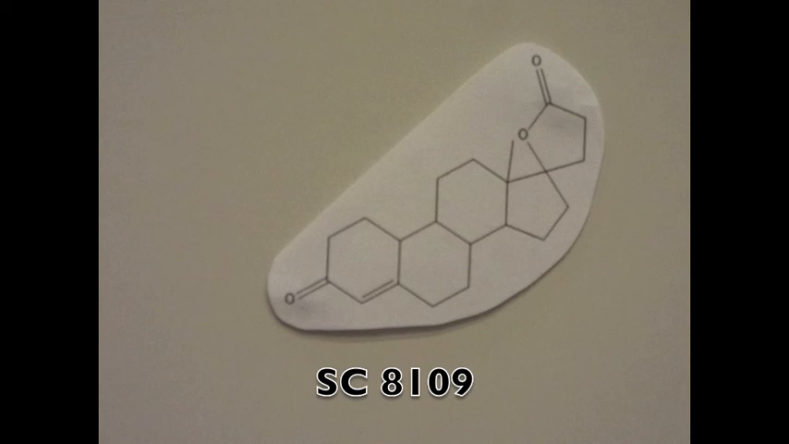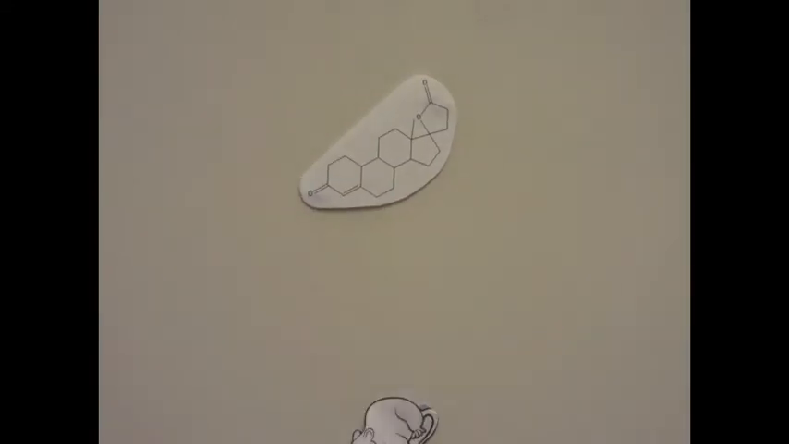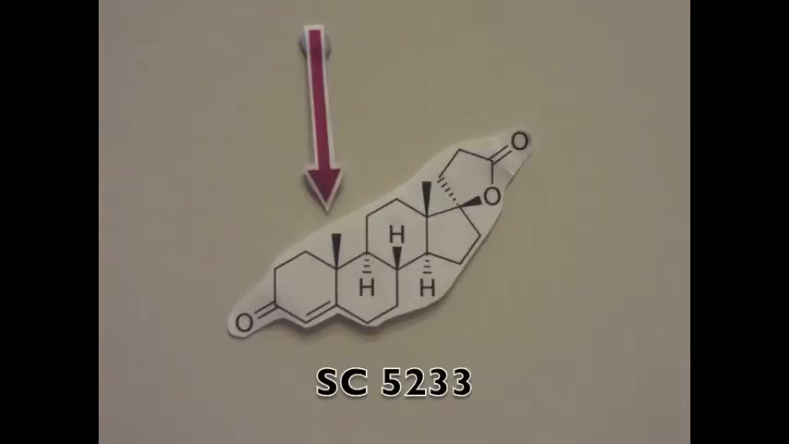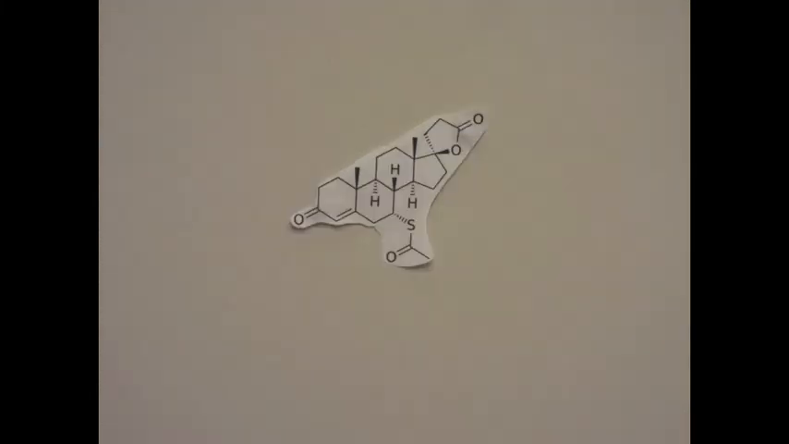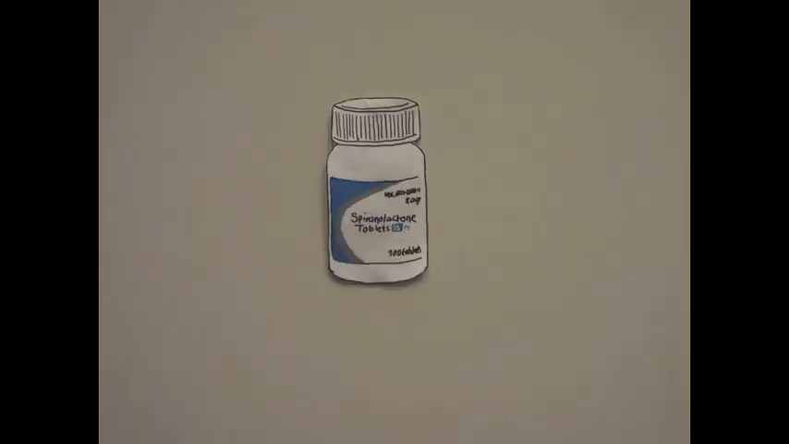These were tested on a hypertensive animal model and found to have antagonistic properties, but were only effective when given parenterally. Further development involved replacing a hydrogen for a methyl group, producing the molecule SC5233, and subsequently adding a thioacetyl group, which led to the discovery of spironolactone.